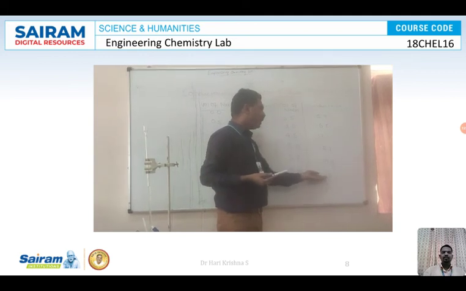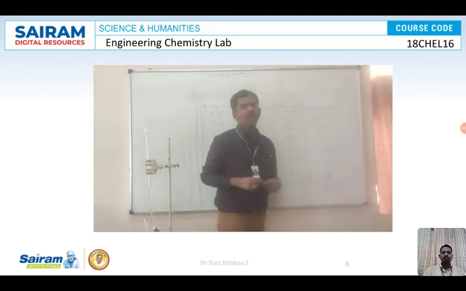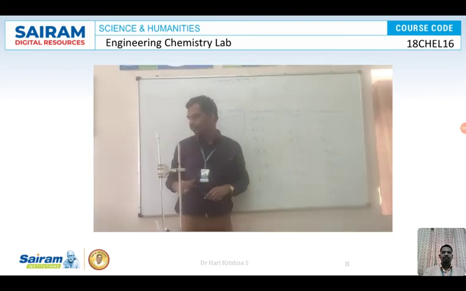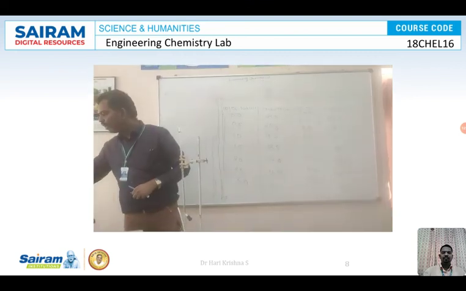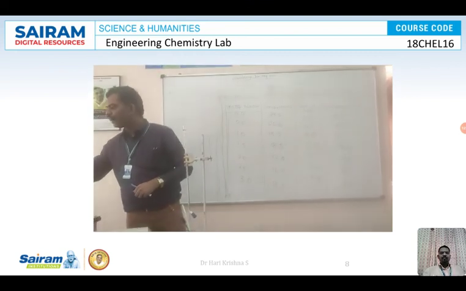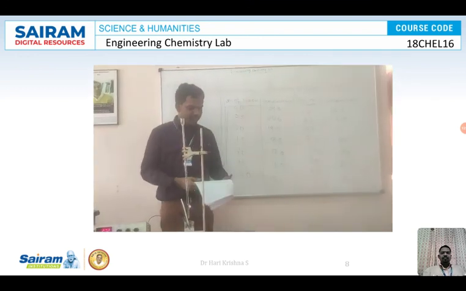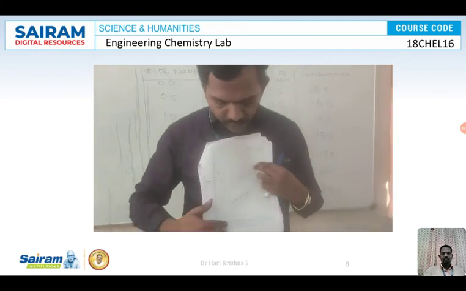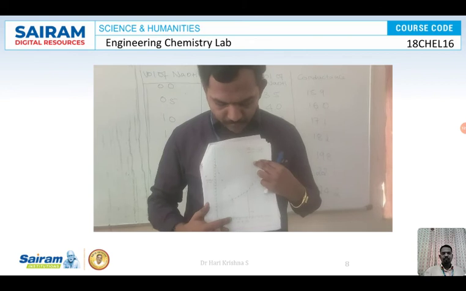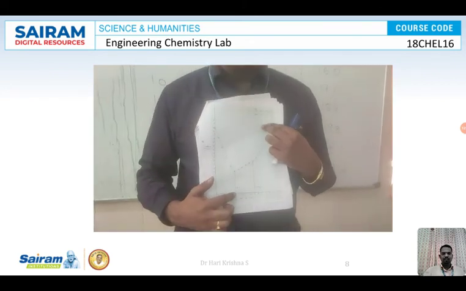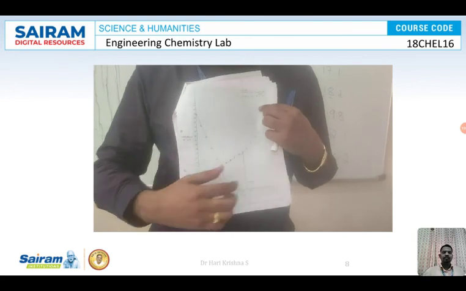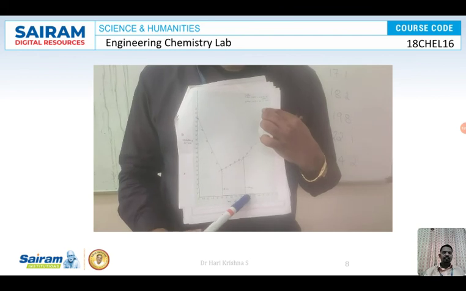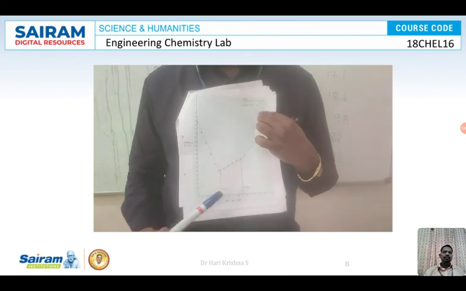Once it increases rapidly, take 4 more readings and stop the experiment. Plot the graph of conductance versus volume of NaOH and determine our endpoint. The graph comes like this. You have conductance here and volume of NaOH here, and you get two endpoints, V1 and V2. V1 is the volume of NaOH required to neutralize HCl. V2 is the total volume of NaOH required to neutralize both the acids.